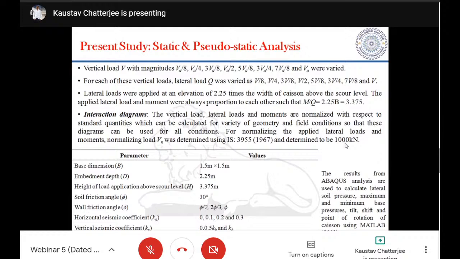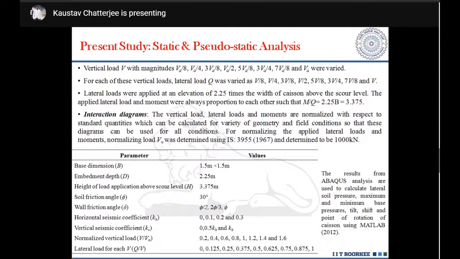Now, what is the justification behind that? We have seen that the expression given by the IS code takes into account the SPT N value, the field strain parameter, and also the dimensions of the caisson. Under all circumstances, it might not be possible to carry out the numerical analysis. Also, although numerical analysis gives a more accurate result, in this case we have considered 1000 kilonewton as the normalized vertical load. The results obtained from this abacus are used to calculate lateral soil pressure, maximum and minimum base pressure, tilt, shift, and point of rotation of the caisson by writing a program using MATLAB. That is how we have done this.